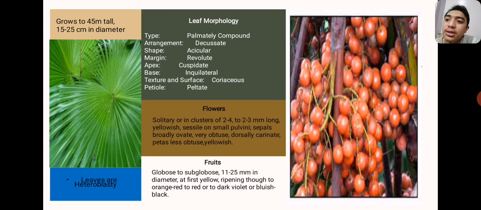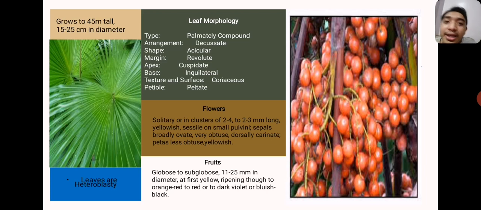The flower is solitary or in clusters of 2 to 4, 2 to 3 millimeters long, yellowish, sessile on small pulvini. Sepals broadly ovate, very obtuse, dorsally carinate, petals less obtuse, yellowish. Fruits globose to subglobose, 11 to 12 mm in diameter, at first yellow, ripening through orange, red to reddish or to dark violet or bluish black.